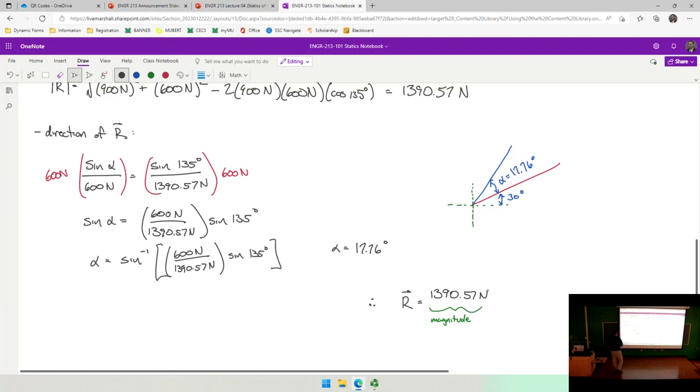Now, as for the direction, I want to express the direction in a fashion that everybody can understand regardless of the problem. So what I like to do is say, tell me what the direction is with respect to the horizontal. In other words, here's the horizontal, and I go up so much to get to my vector. How much do I go up from the horizontal to get to my resultant vector? It's not 17.76, it's 47.76. That way it's a common frame of reference that we all know. So this is the direction.